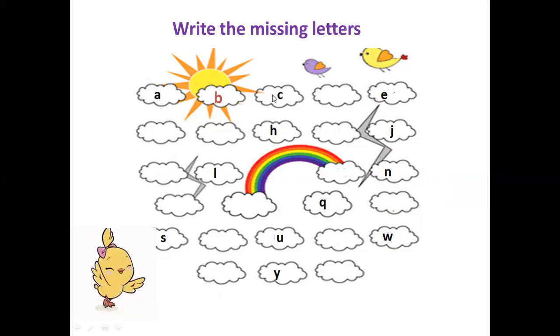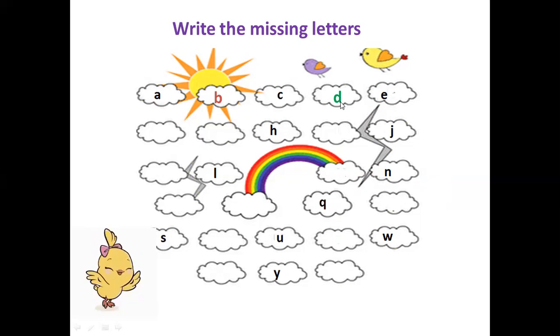After B, our next letter is already given, which is C. But after C, the next letter is missing. What is the missing letter here? Is it E? No. What will come after C? A, B, C. The letter after C is D. And how will you write D?